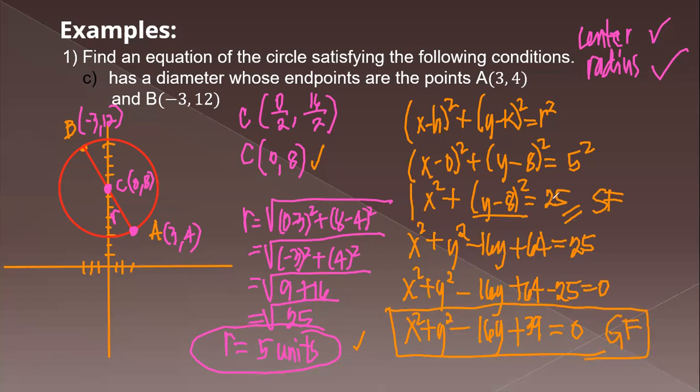This is our standard form. Okay, so that's how we're going to get the equation of the circle. Inspect the given, analyze the given, and then you have to go back to your background knowledge about the midpoint and the distance formula. You can see we use the midpoint to get the center, and we use the distance formula to get the length of the radius.